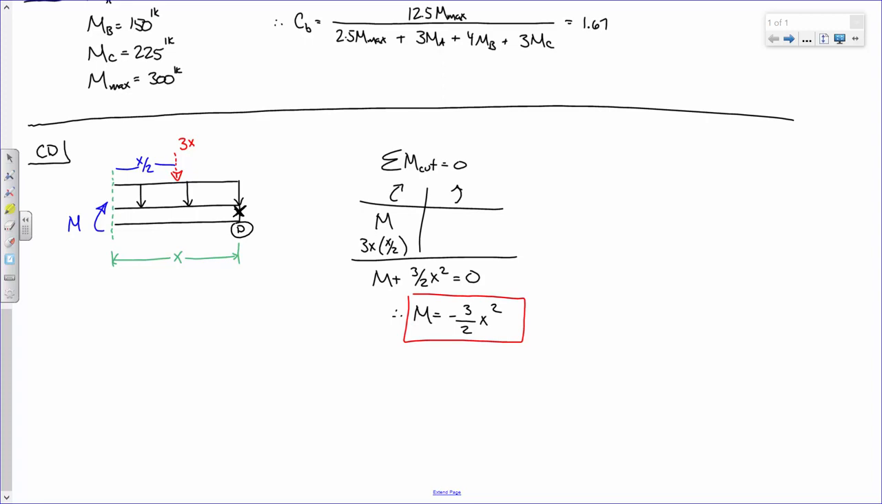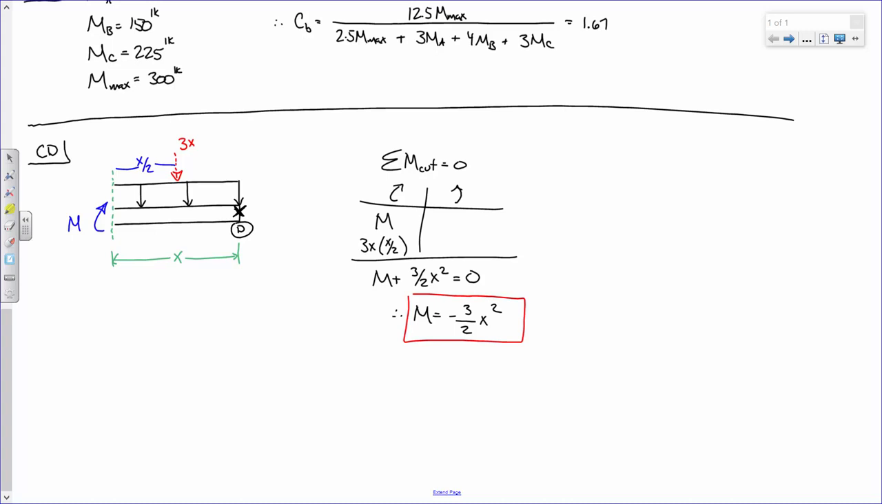How do we test to see whether or not this equation is right? Is there a moment value that we know from the moment diagram? Well, 0, that's a good point. If you plug in x equals 0, you get 0, right? Well, what should we get at x equals 15? Negative 337.5. What happens if you plug in x equals 15? Well, I'll be. So, exactly right. So that's a test to see whether or not we're doing this correctly.